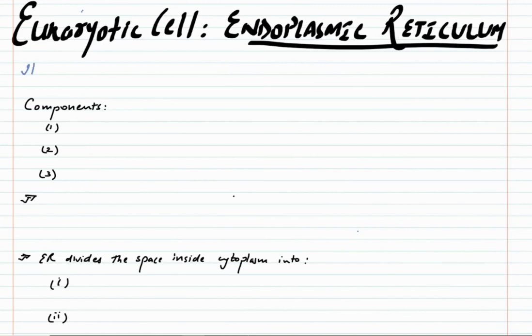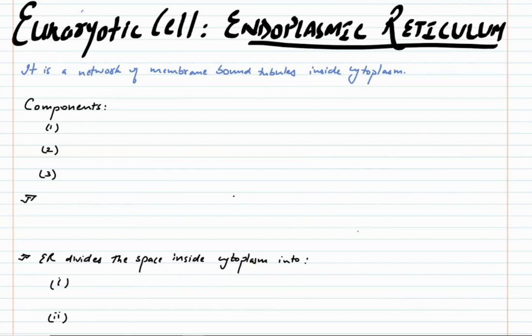Endoplasmic reticulum, it is a network of membrane-bound tubules inside the cytoplasm. The word endo means inside, plasmic means cytoplasm, reticulum means network. So it is a network of membrane-bound tubules which is found inside the cytoplasm.